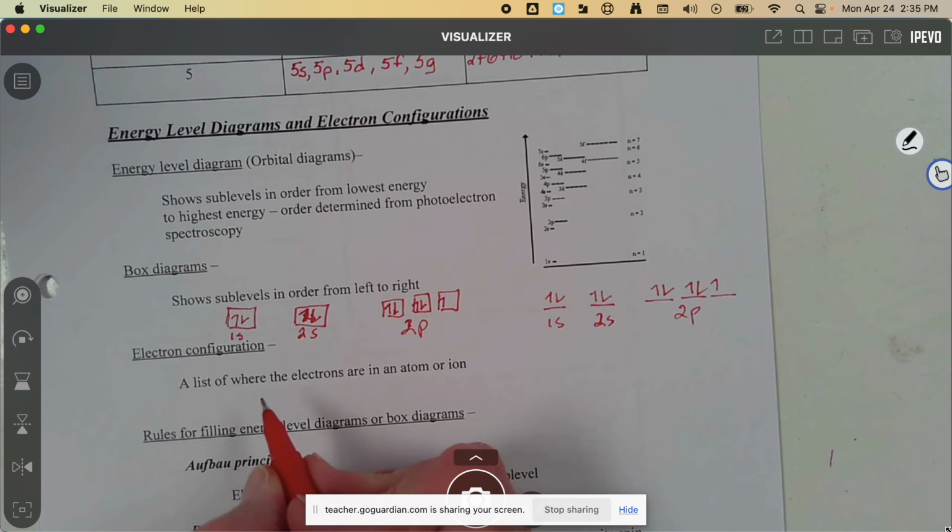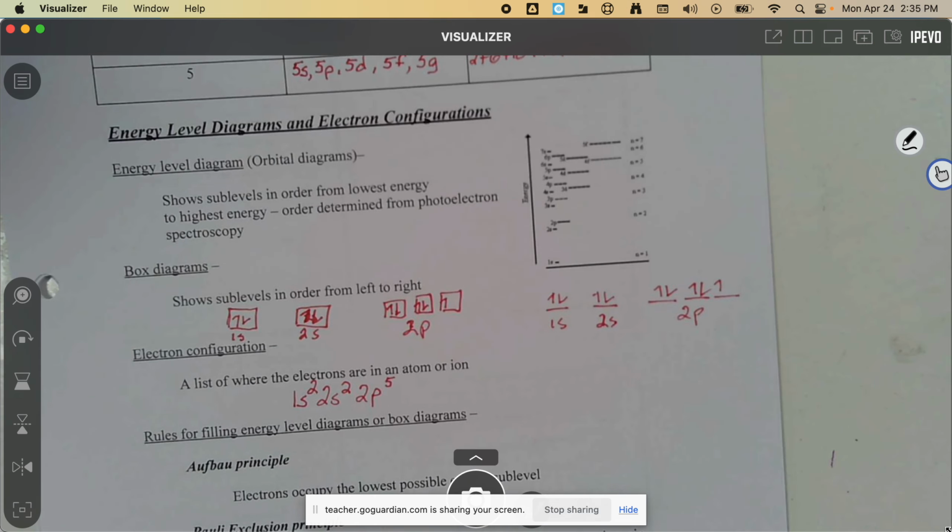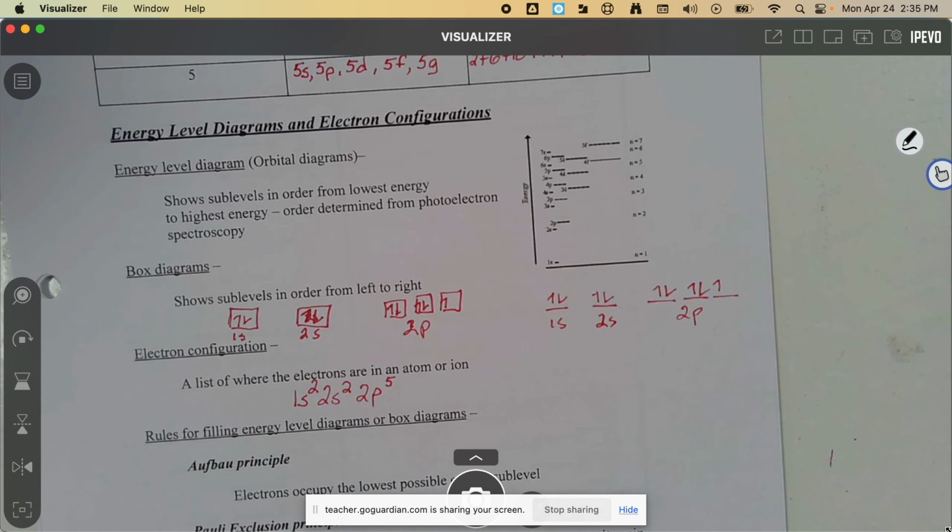In shorthand, we can do the electron configuration if you don't want to draw the pictures. 1s2, 2s2, 2p5. And so the electron configuration was just a way to make a list of where the electrons are.